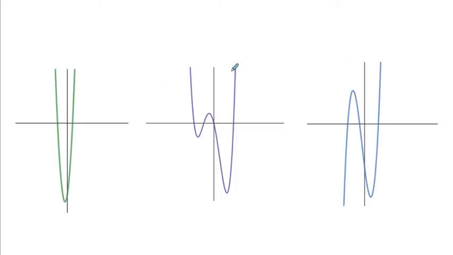On the last one here, what I want you to do is pause the video. I want you to label which one is F, which one is F prime, and which one is F double prime. Pause the video and try to work that out and see what you can come up with. One of these is F, one is F prime, and one is F double prime.